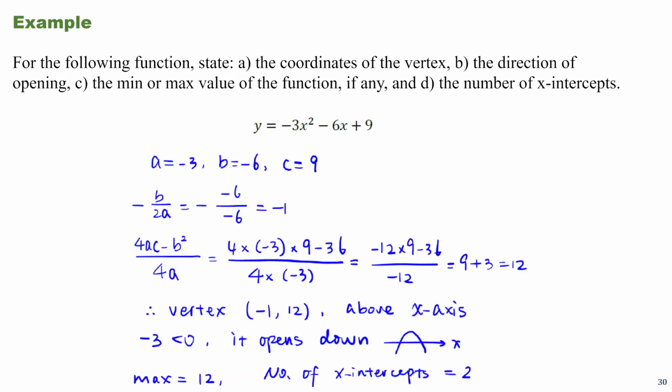Alright, have a look at the solution here and let me know if you finish, okay? Finished? Okay, let's see the next example.